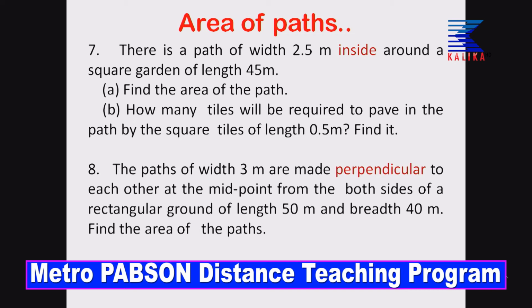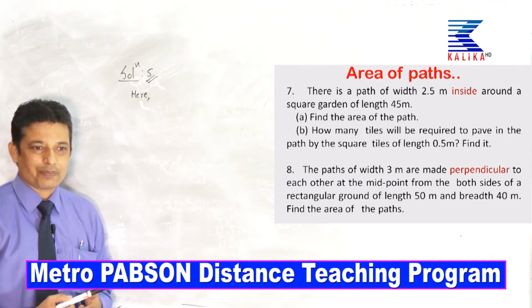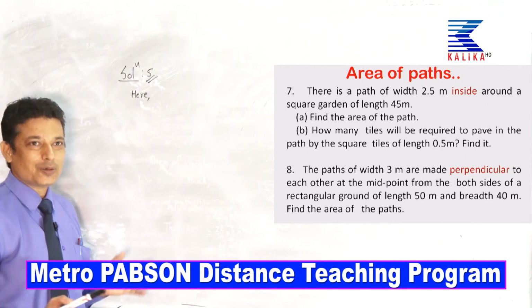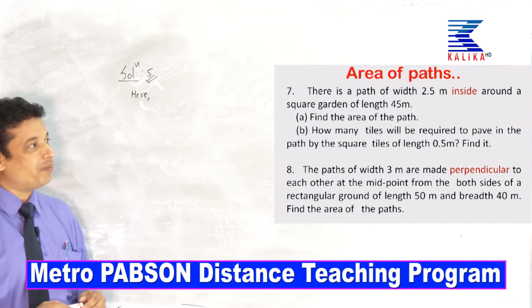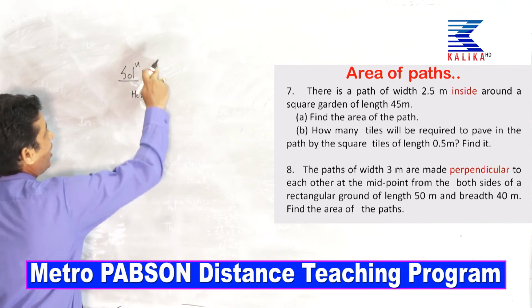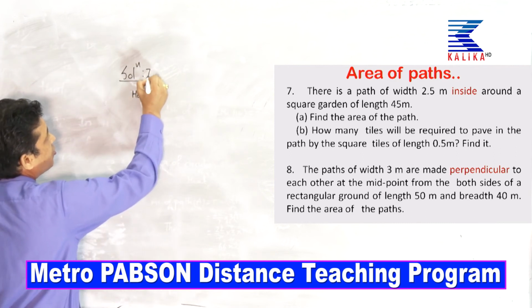There is a path of width 2.5 meter inside around a square garden of length 45 meter. Find the area of the path. How many tiles will be required to pave the path by square tiles of length 0.5 meter? This is very important for you as well. In our home as well, we use tiles for paving, and this lesson helps you know how much it costs to pave the area around your home. Anyway, this 7 number I am going to do today. This will be today's last question from my side.